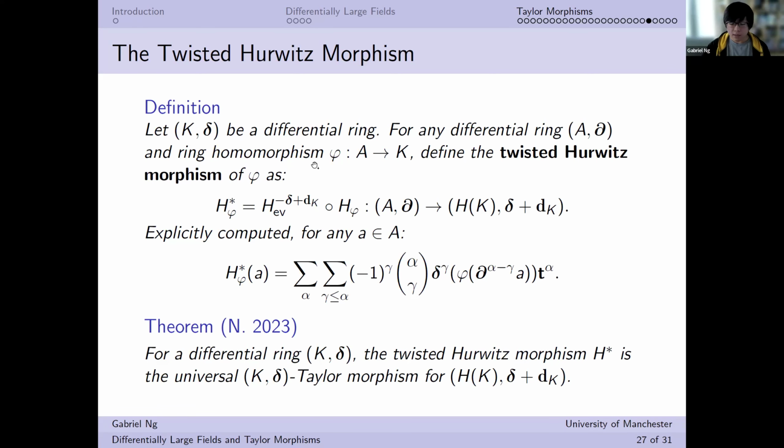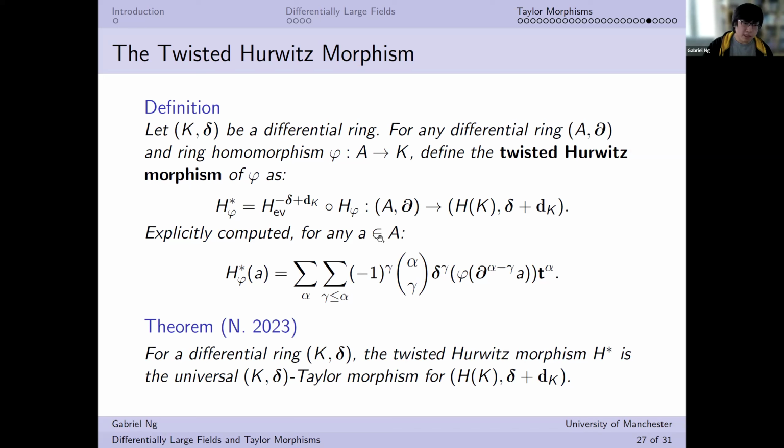Okay. And now these are the ingredients which we need to define this twisted Hurwitz morphism. So now we let K with delta be a differential ring, so without restriction at all. For any differential ring A with partial and ring homomorphism phi, we define the twisted Hurwitz morphism of phi to be H star phi, which is the composition of H phi with this isomorphism that we have just constructed. And so now this is a map from A with partial to this H of K with this delta plus d_K derivation.